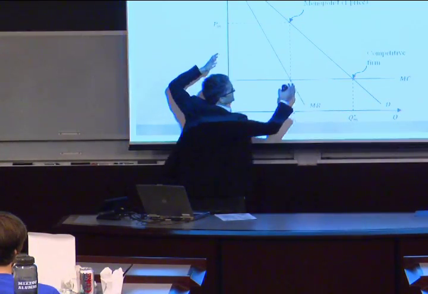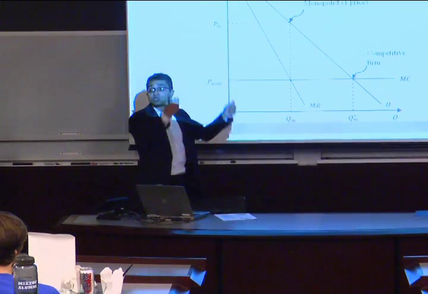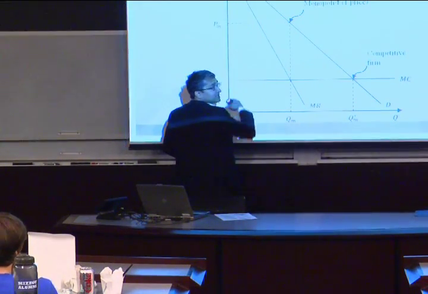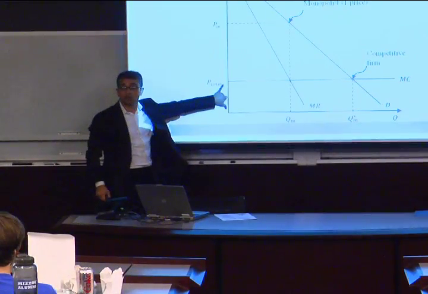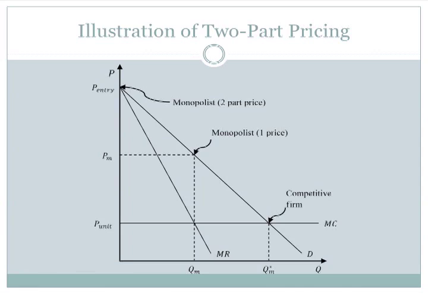So what you're going to do is set your entry price to be that whole triangle. That whole triangle that was the consumer surplus in the competitive case, it's this thing right here, all the way up there. That's going to be your entry price. And then your unit price is exactly your marginal cost. Okay? That makes sense?